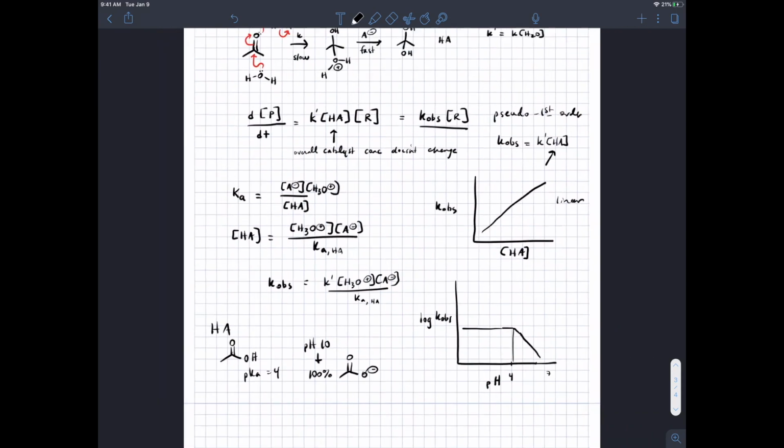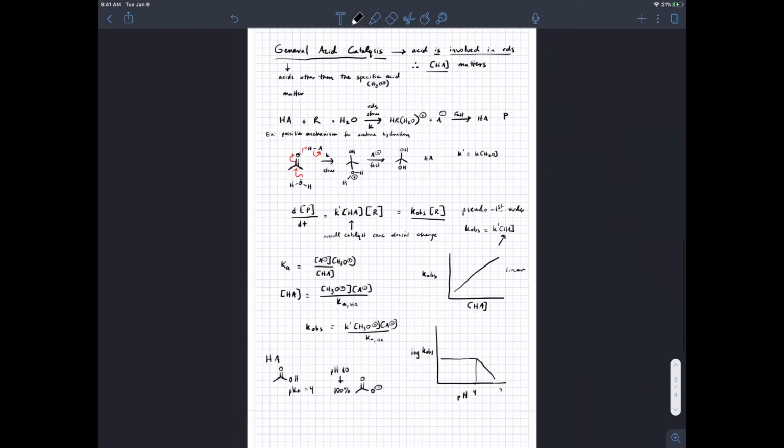So this is another characteristic of general acid catalysis that differs from specific acid catalysis. With specific acid catalysis, you had a linear dependence upon pH across the whole domain of pH. With general acid catalysis, you have a linear dependence on pH until you get to the pKa of the acid, and then after that, as you go lower, there's no rate acceleration. But there is a linear dependence on the amount of acid that you add. Okay.